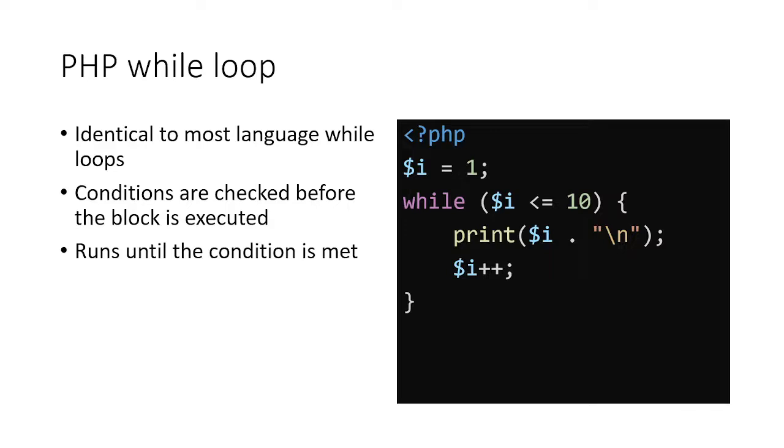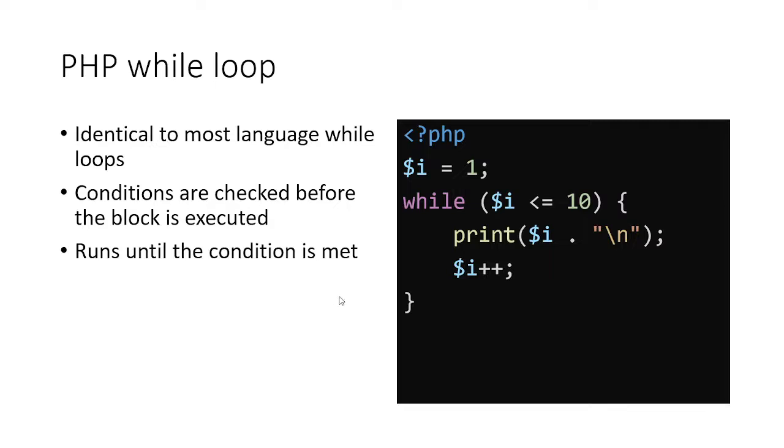Okay, and one thing to note is that the condition is checked before the statement, like for example, in this case, the statement is the print and this increment. So before the loop starts, the condition is checked first. Only then will the expression itself be evaluated, right?